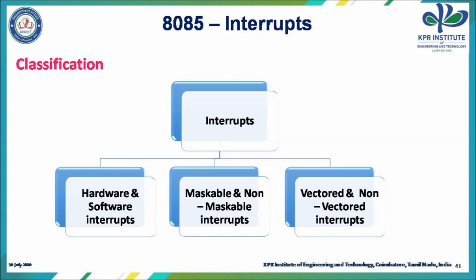Classification of the interrupts of 8085 processor. The interrupts of 8085 processor can be classified in three different ways. One is hardware and software interrupts, the second one is maskable and non-maskable interrupts, and the third one is vectored and non-vectored interrupts. So now let us see about these classifications in detail.